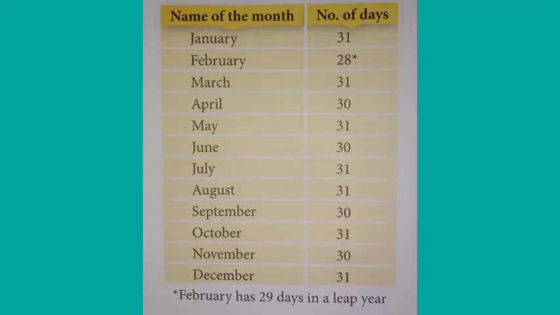Name of the month and number of days is given in the picture. January we have 31 days, February we have 28 days, March we have 31 days, April we have 30 days, May we have 31 days, June we have 30 days, July we have 31 days, August we have 31 days, September we have 30 days, October we have 31 days, November we have 30 days, December is having 31 days. Note, February has 29 days in a leap year.